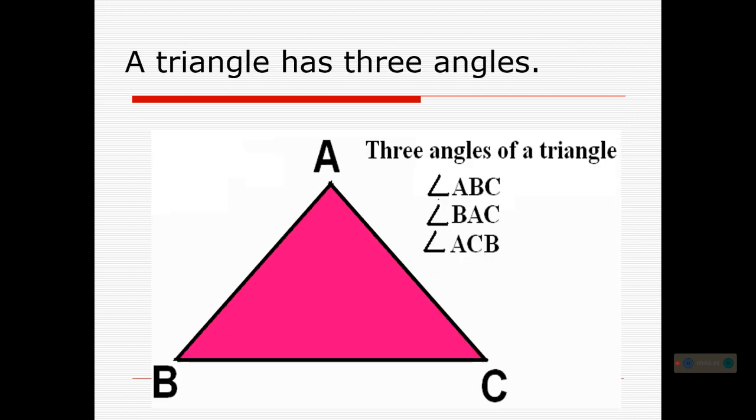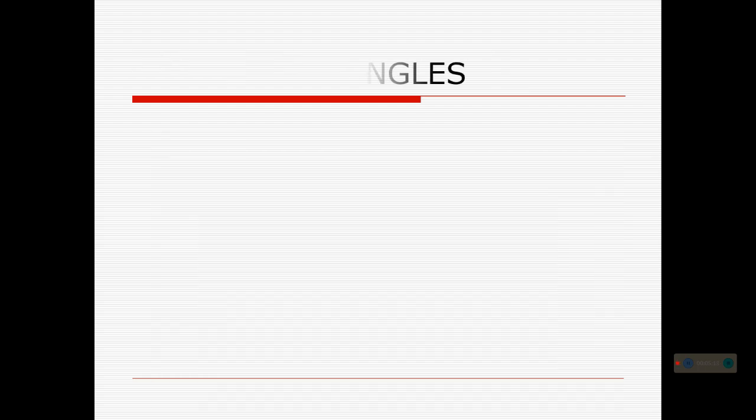And, of course, the triangle has three angles. Okay? So, we have angle ABC. Then we have angle BAC, using the vertex A. Then, we have angle ACB. So as we have noticed, a triangle has 3 sides and 3 angles because of the prefix tri. Tri means 3, okay?